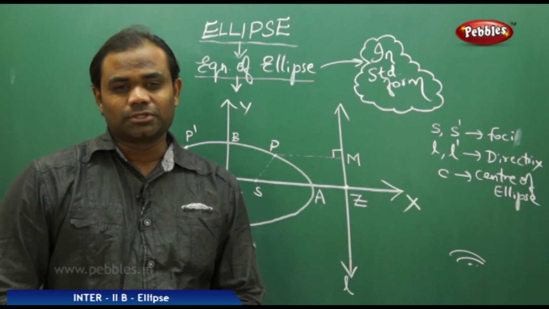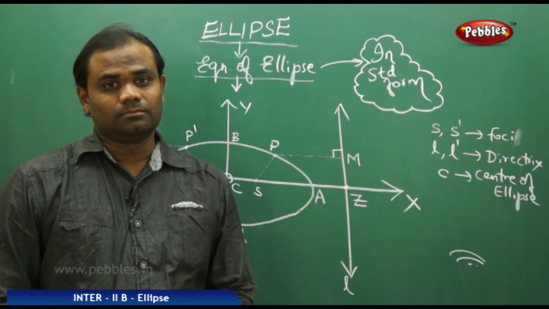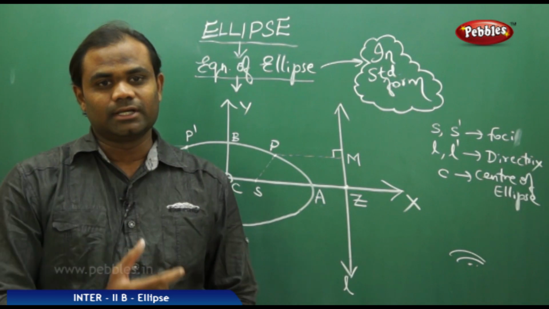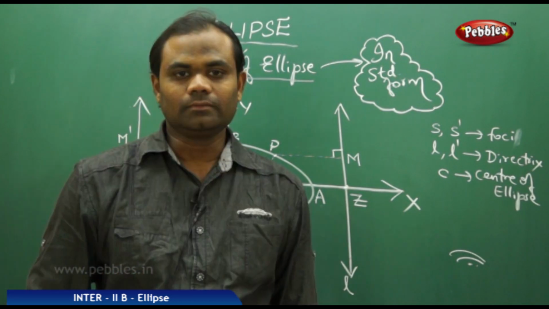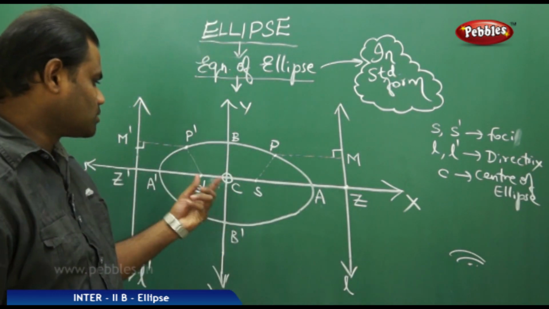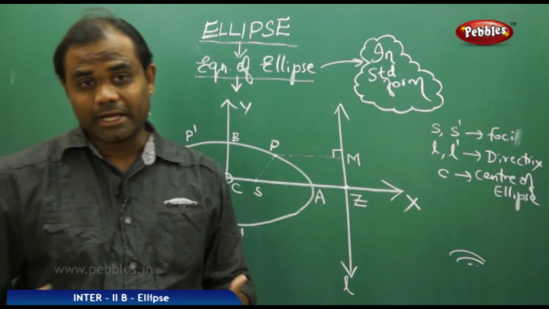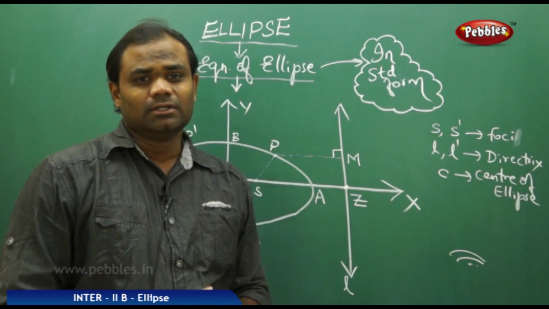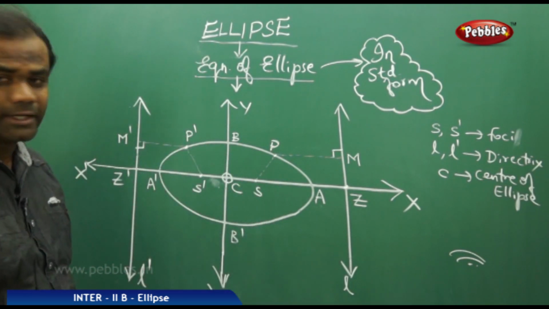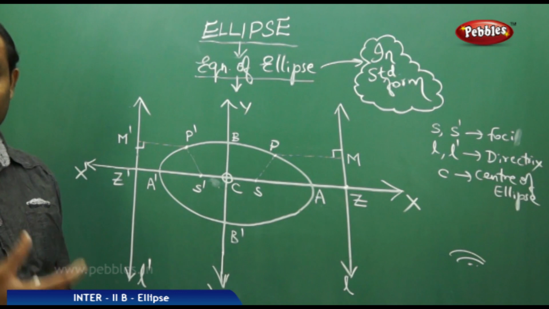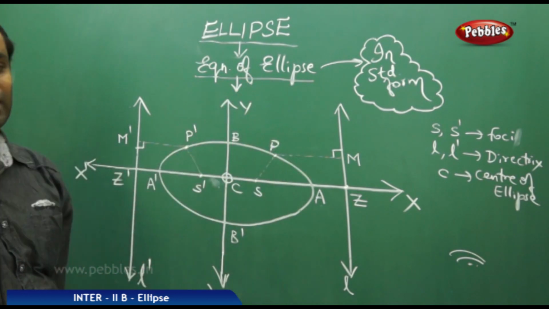Now, what is the equation of the ellipse in standard form is what we're going to discuss in the session continued. Now let's see what are the coordinates of each of C, S, S dash, Z, Z dash, A dash, B dash, etc. So we'll see each of the coordinates and then define the equation of the standard form of the ellipse.